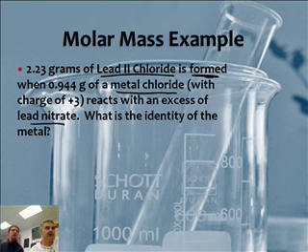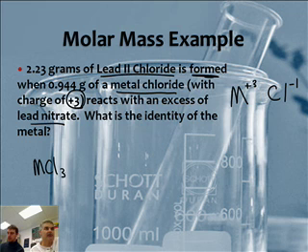So the metal chloride: we don't know what the metal is, so why don't we call it M? M has a charge of +3. And it's going to be a chloride, so I'm going to say Cl-1, because chloride is in column 17 on the periodic table. So that'll be MCl3. And we don't know what M is. Our goal is to figure out what M is.